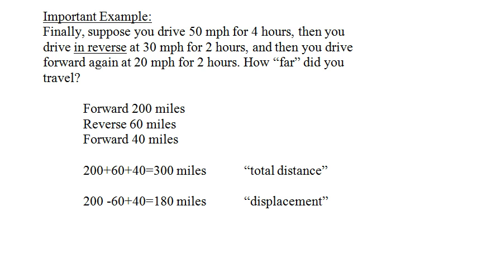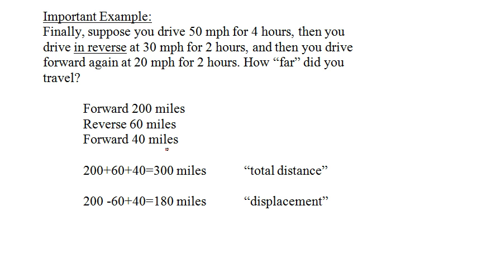Notice that you traveled 50 miles an hour for 4 hours. You traveled forward that far, so you went forward 200 miles. And then you traveled in reverse at 30 miles per hour for 2 hours, so you went in reverse 60 miles. And then you went forward again at 20 miles per hour for 2 hours, so you went forward 40 miles. So how far did you travel?